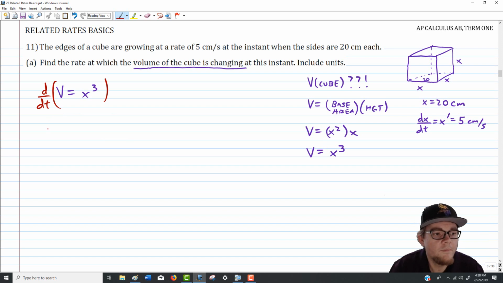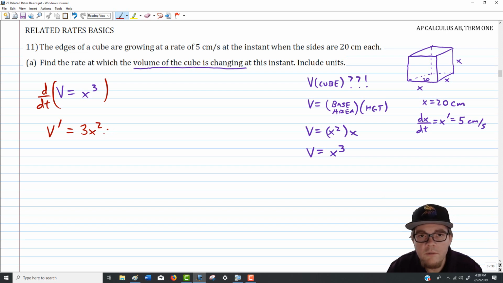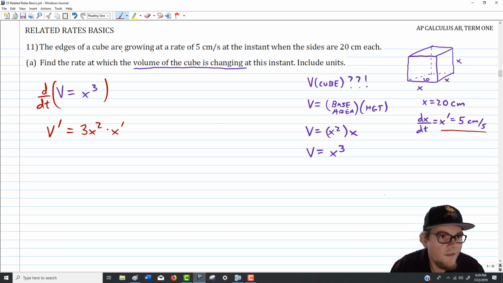This should go fast now. We'll get dV/dt on the left. On the right, we'll get 3x squared. But remember, x is changing also with respect to time. The sides are literally changing, so we need a dx/dt, or x prime. And over here, we already said x prime is 5 centimeters per second. They're growing, so it is in fact a positive 5 centimeters per second. So we can plop in the 5 centimeters per second.